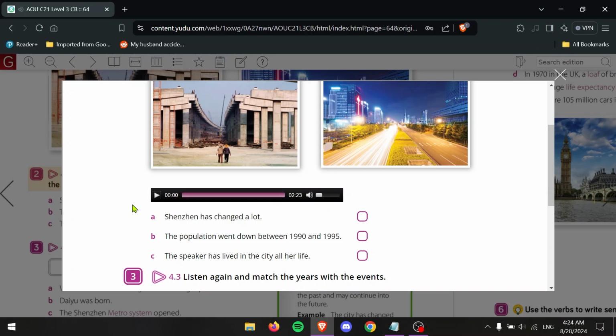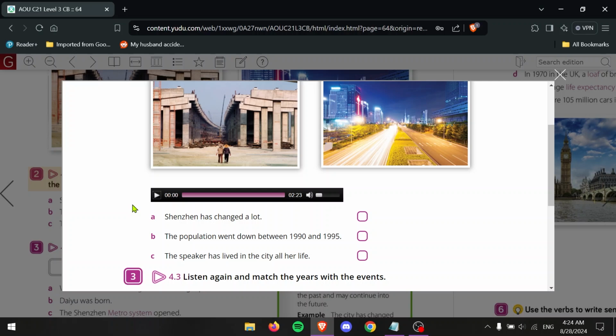Okay, so that was a very interesting audio. Now let's take a look at the statements. We have A: Shenzhen has changed a lot. Is this true or is this false? It is absolutely true. It went through a lot of changes from when the speaker was first born in the 70s to now. And then we have B.